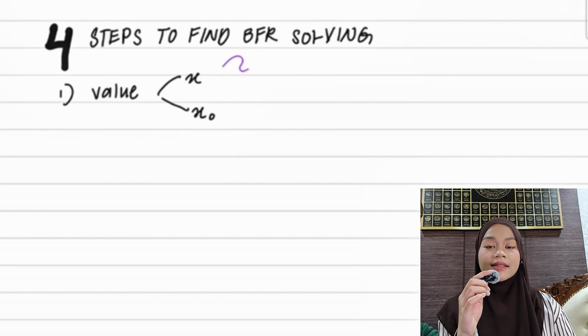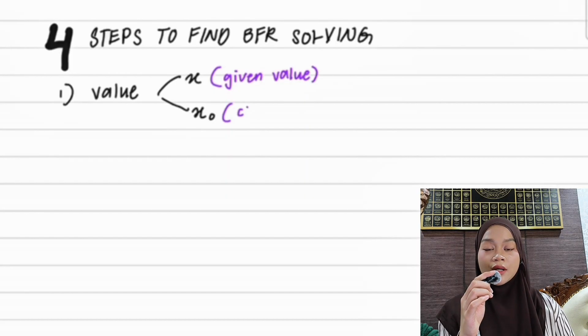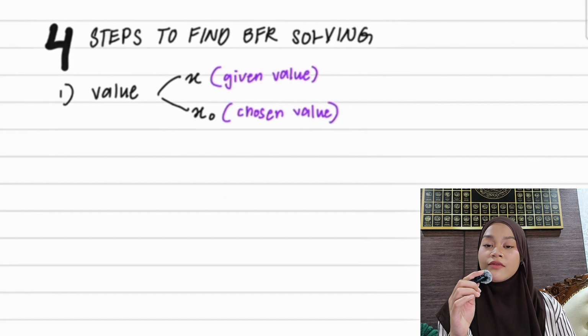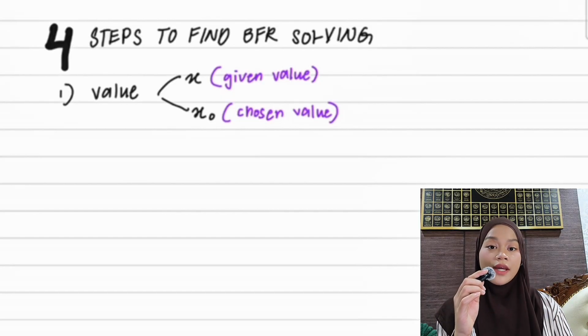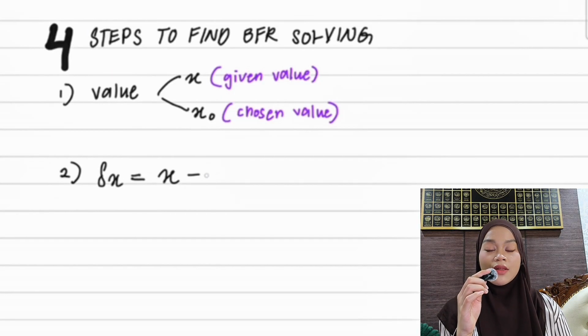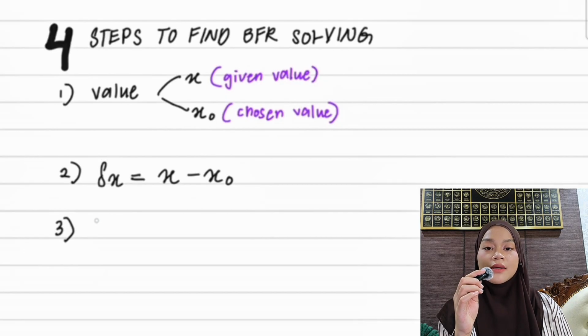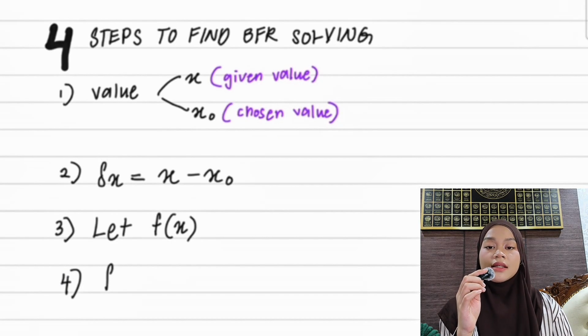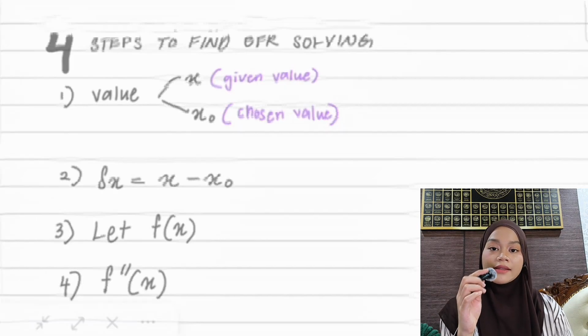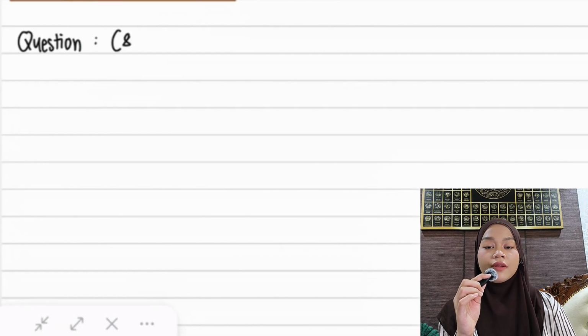So what is x? x is the given value from the question, and x naught is the chosen value that we choose ourselves. For the second step, we have to find the delta x, which is equal to x minus x naught. Third step is we have to let f(x), and the fourth step is we have to find f prime(x). Without wasting any time, let's solve the question.